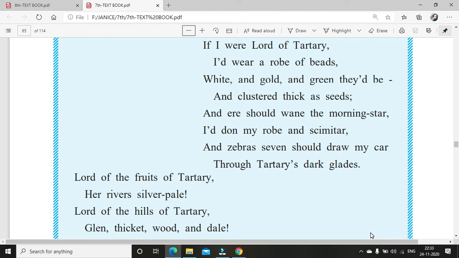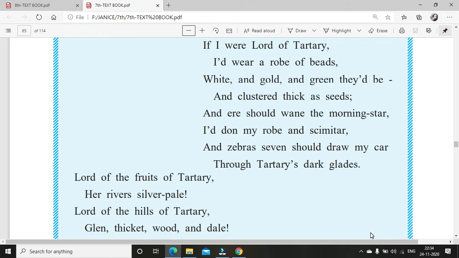So how many zebras will pull? Draw here means pull. My car, no, it will be the cart. Okay. So in what he is going around, he will be going with zebras pulling his car. Where will he want to go? Through the dark glades means like open space with lots of grass. Okay.